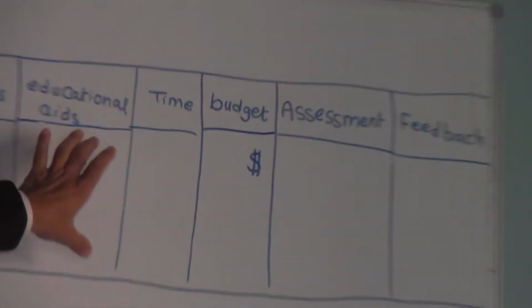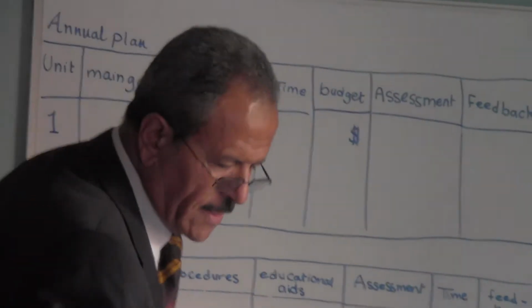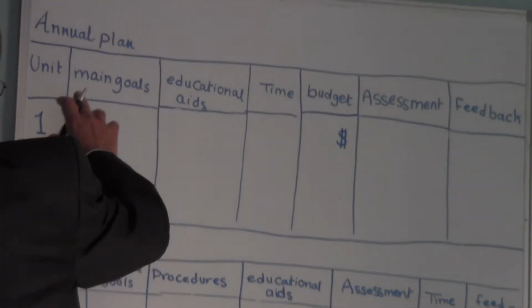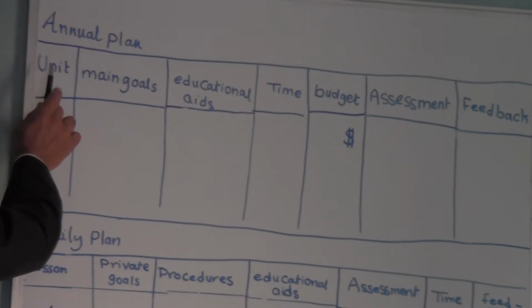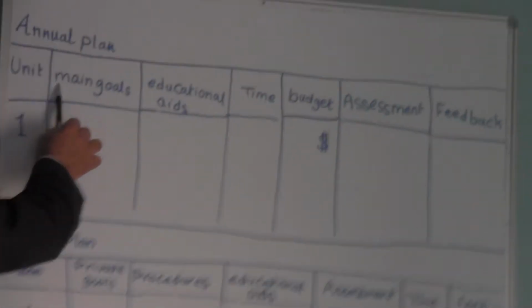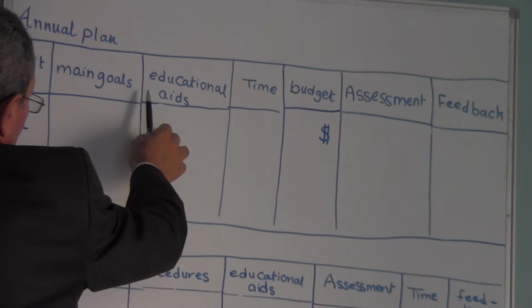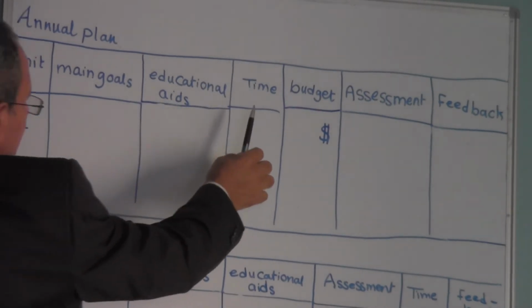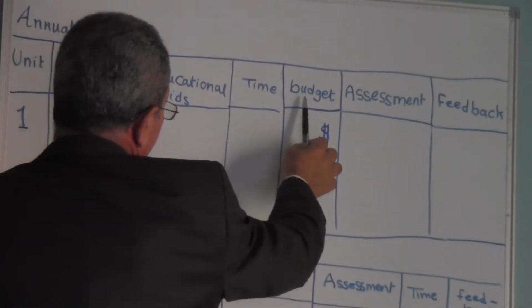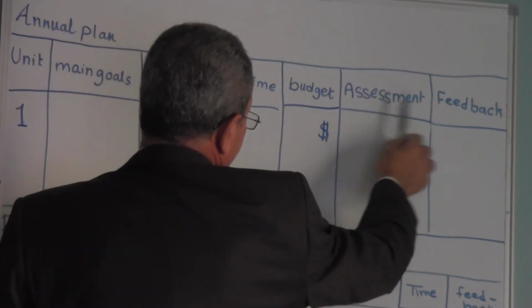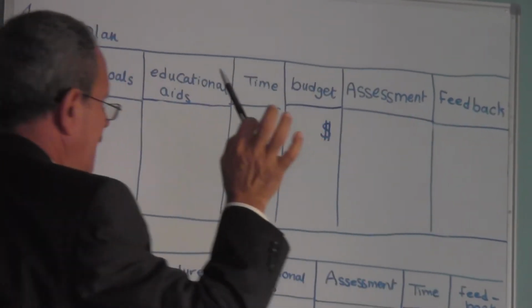This is a sketch for the annual plan. Here we write unit, main goals, educational aids, time, budget, assessment, and feedback.